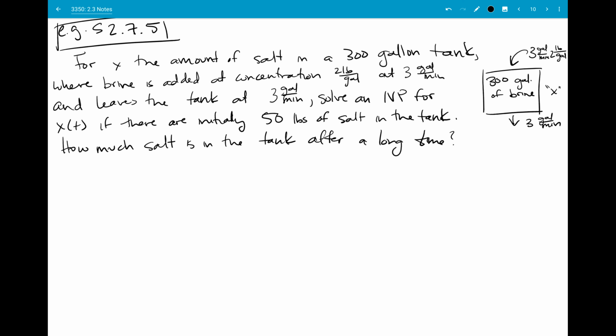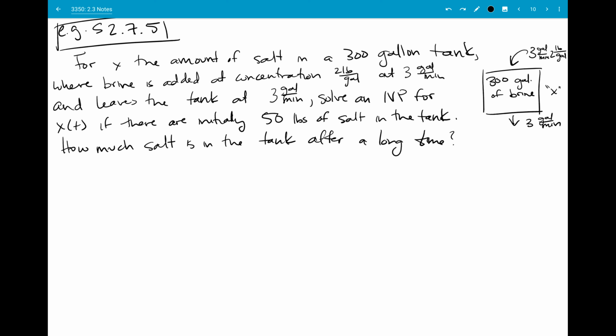out loud. But we're going to let X be the amount of salt in a 300-gallon tank. And I've drawn that tank right here. And then we're going to say that you're adding brine at concentration 2 pounds per gallon at a rate of 3 gallons per minute into this tank. And then at a rate of 3 gallons per minute, whatever's inside the tank will leave it. So you're always running liquid through this tank. And the idea is that you add it at that concentration, 2 pounds per gallon, and then it leaves at whatever concentration it is mixed inside the tank.